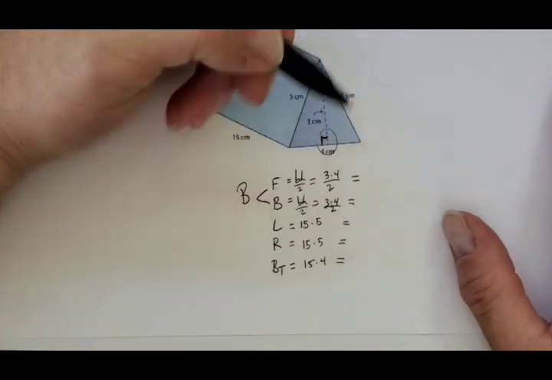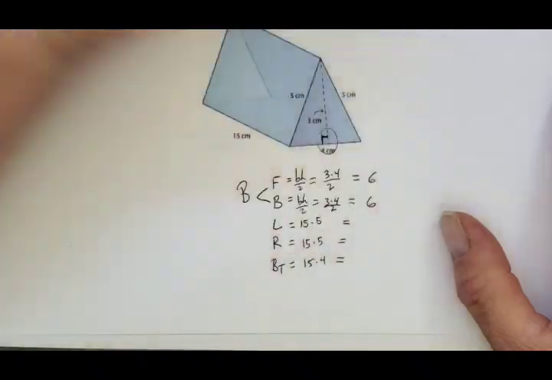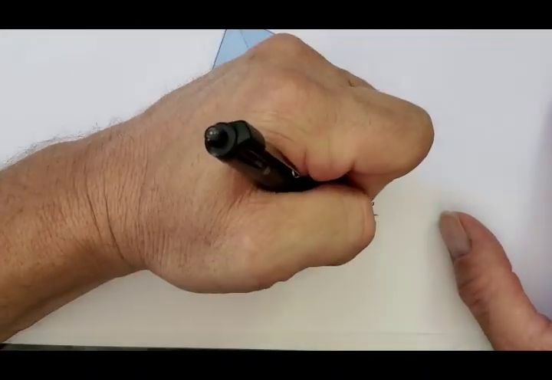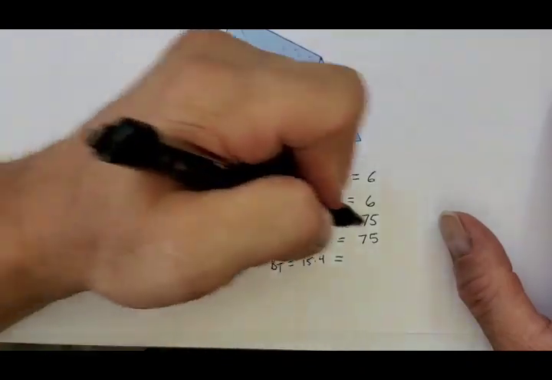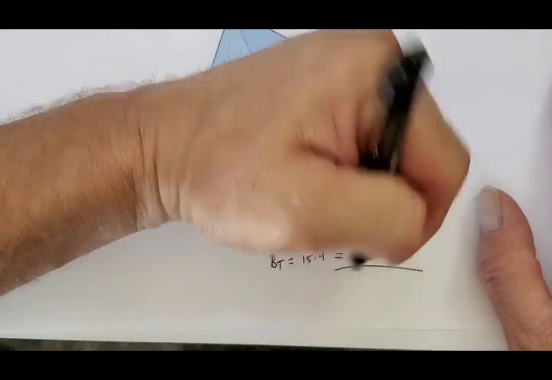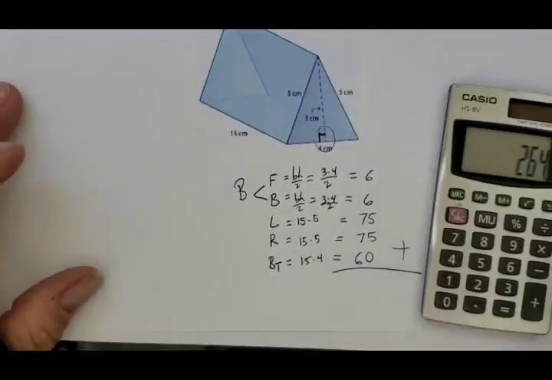4 times 3 is 12 divided by 2. So those are both 6. This is 75, 75, and this is going to be 60. Okay? We're going to add those all together. Go ahead and do that. And clear out my calculator.